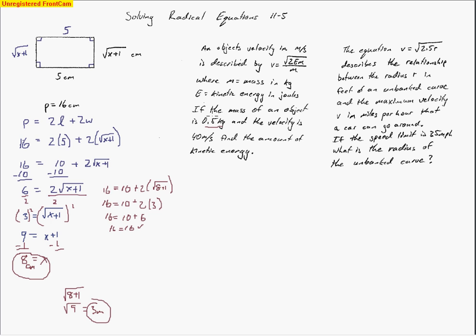So we know that this number goes in for m. So we're going to put that number in for this m here and this m here. And the velocity is 40 meters per second, so we know that goes in place of v. They're saying find the kinetic energy, which is E.